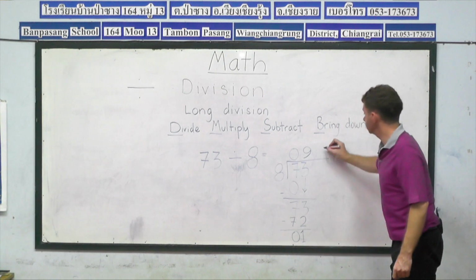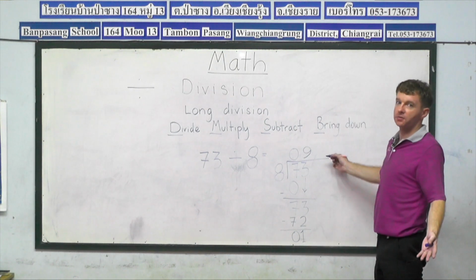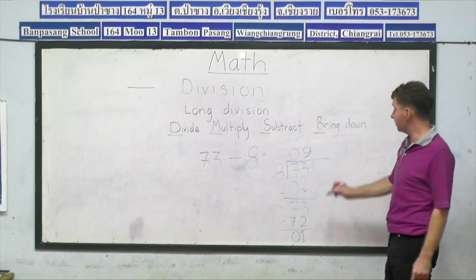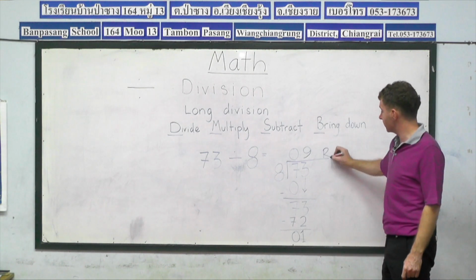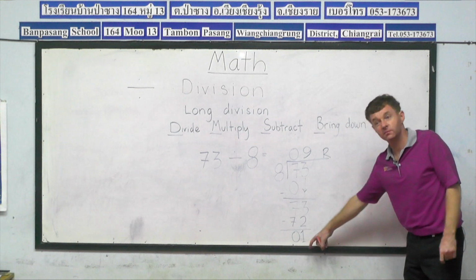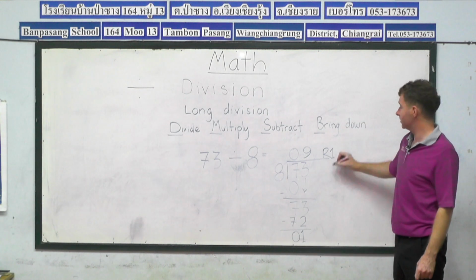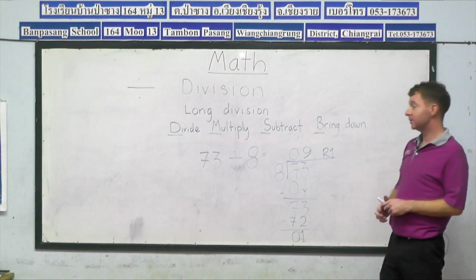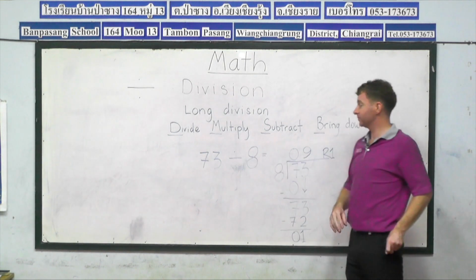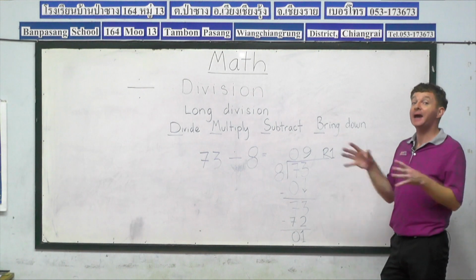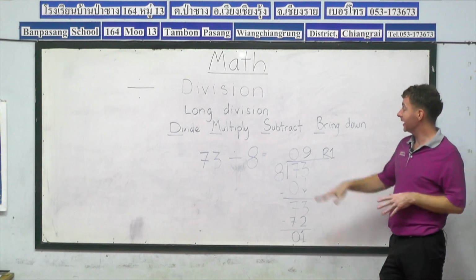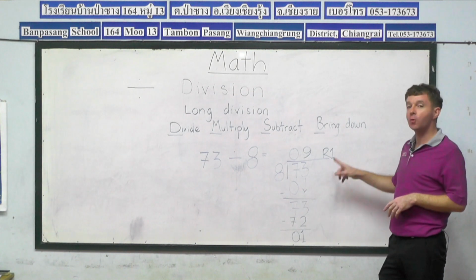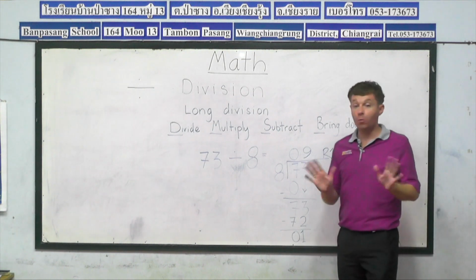So now, nothing left to bring down. No big problem, because all we do is we write remainder 1. So we have our answer. 9, remainder 1. Yes, 73 divided by 8 equals 9, remainder 1.